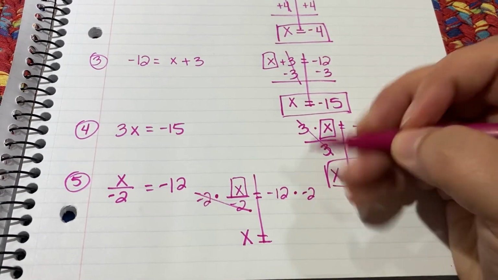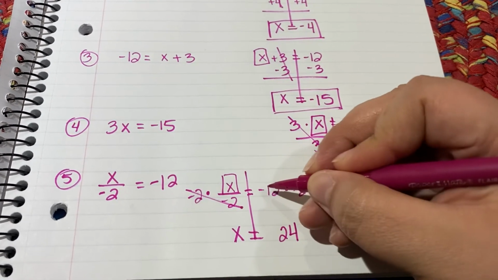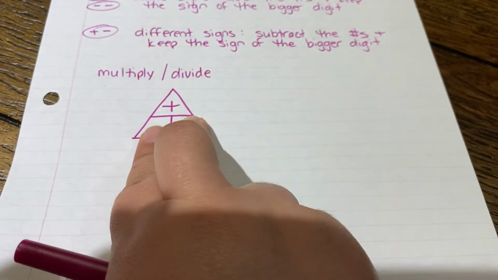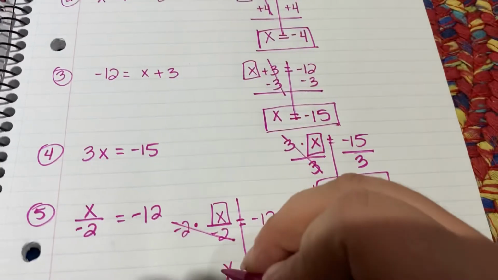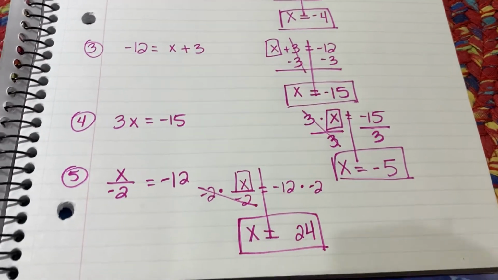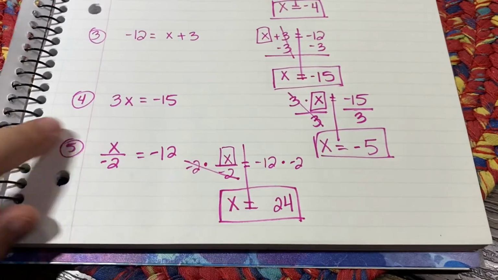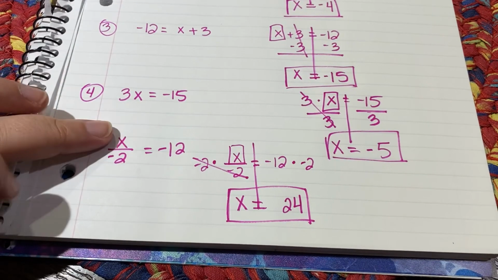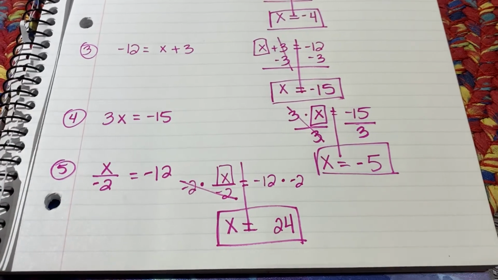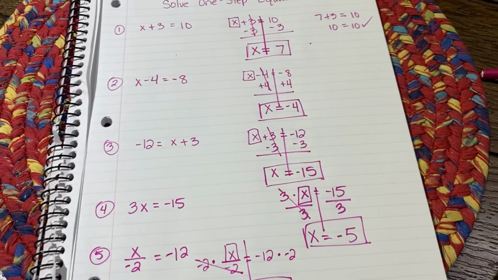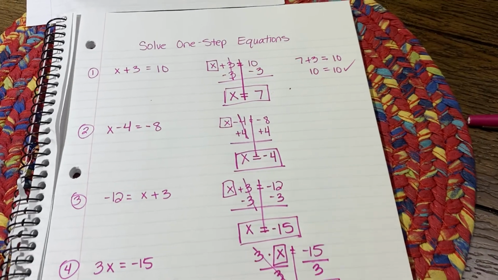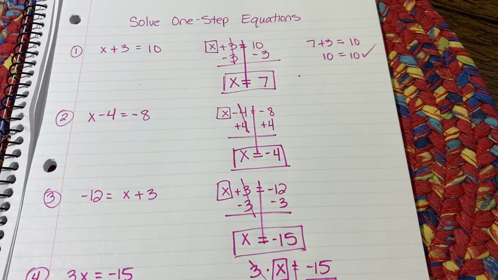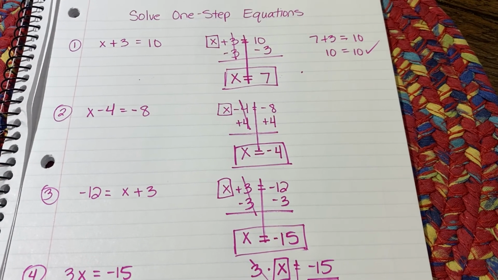So first of all, 12 times 2 is 24. And then negative and a negative, using your triangle, negative and negative make a positive. So x equals positive 24. If you were to plug it in, 24 divided by 2 is 12. Use your triangle, a positive and negative do in fact make a negative. All right, so there are my examples for solving one-step equations. Hopefully it's somewhat helpful. Remember, you're always doing the opposite, the inverse operation.